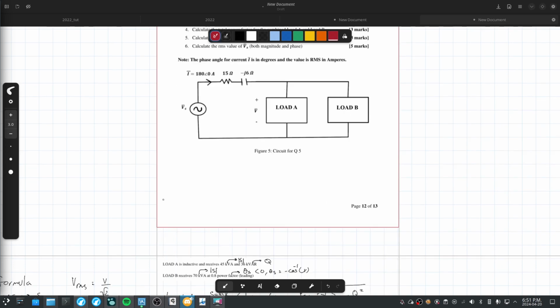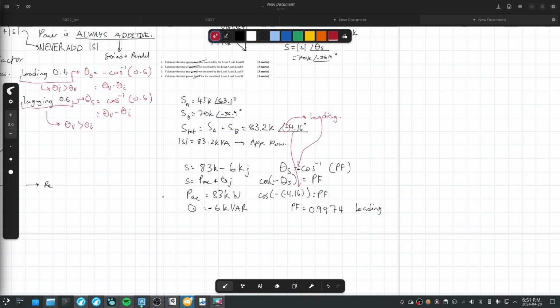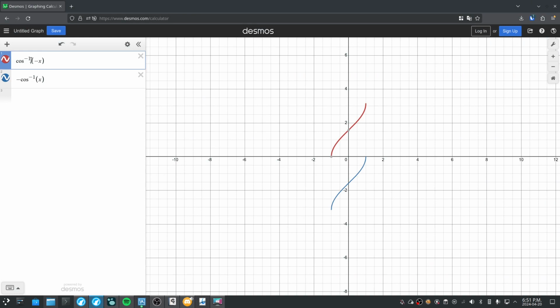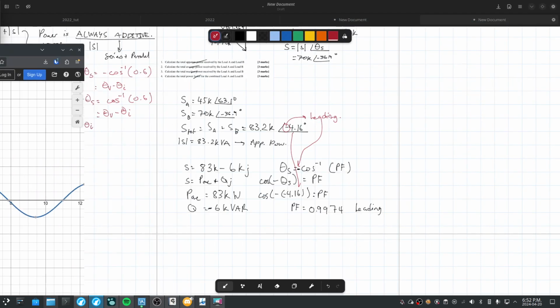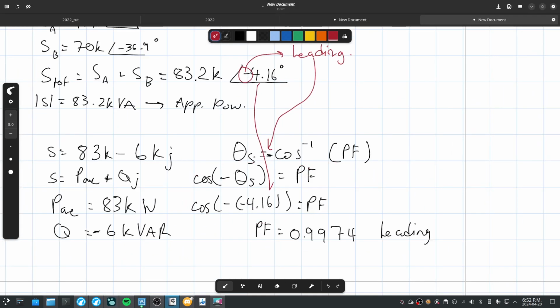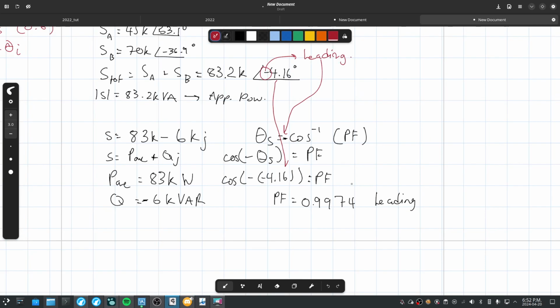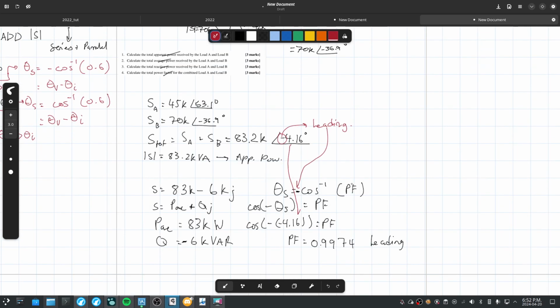Does it matter if it's cosine negative theta or just cosine theta? I believe that nets you different answers. Let me put that into Desmos here. Oh yeah, okay, so it doesn't really matter. I'm just doing algebra here. Yes, you can just skip that and go directly to cosine 4.16, but keep it to algebra. You're going to get the same answer anyway. Will we lose marks if we don't put the negative? I doubt it. No. You're just skipping a step. It doesn't matter.